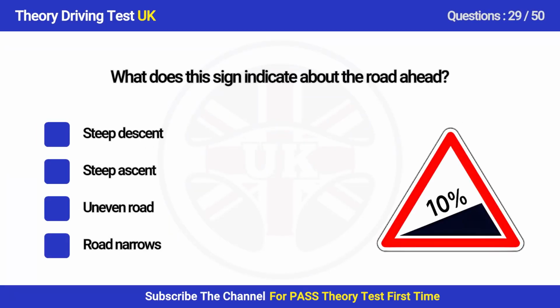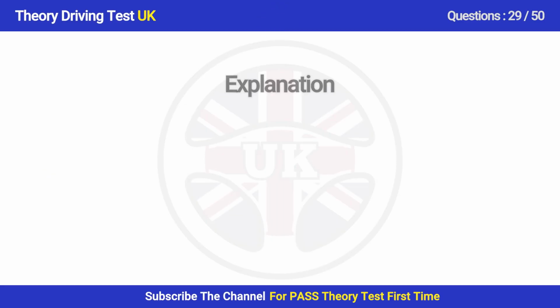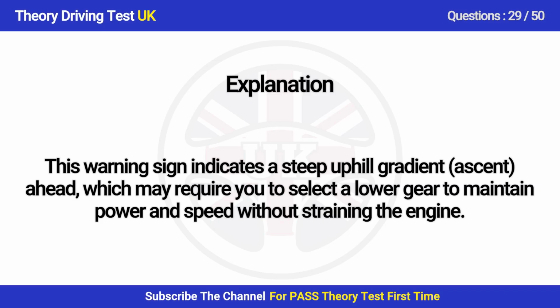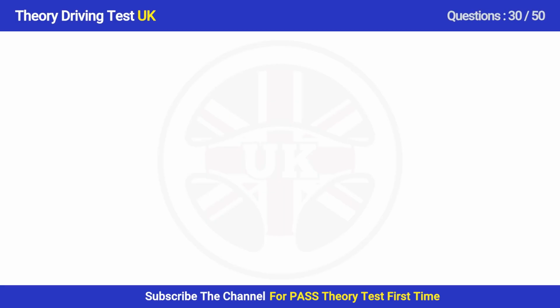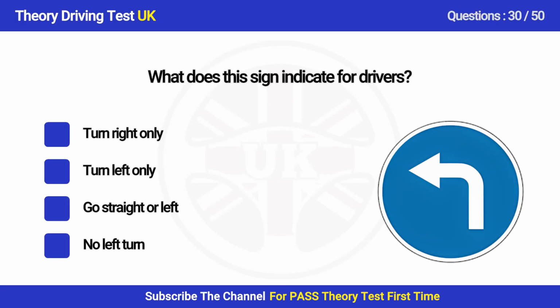A. Steep descent, B. Steep ascent, C. Uneven road, D. Road narrows. Answer is B. Steep ascent. This warning sign indicates a steep uphill gradient ahead, which may require you to select a lower gear to maintain power and speed without straining the engine. Question 30. What does this sign indicate for drivers?